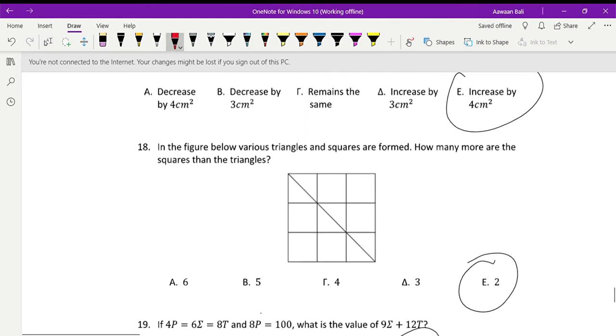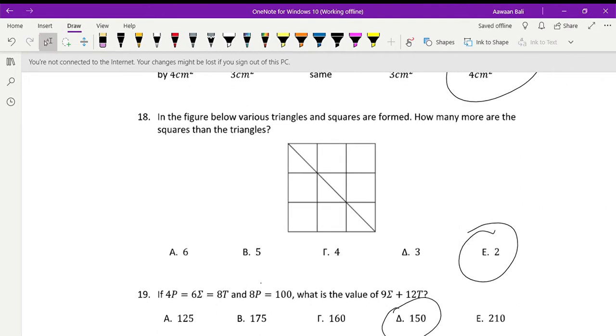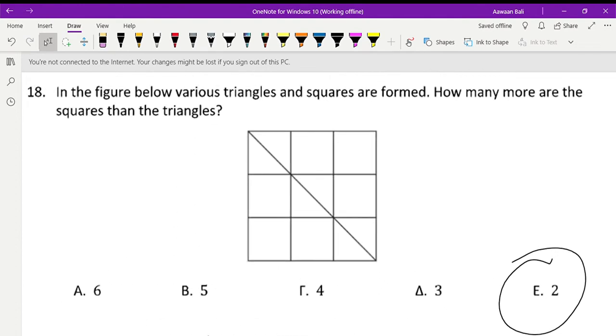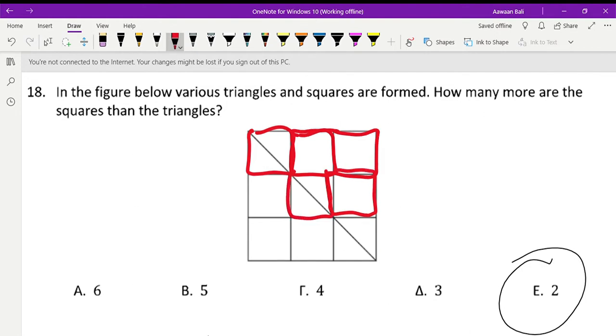Now, question number 18. In the figure below, various triangles and squares are formed. How many more are the squares than the triangles? We've done this question before in another paper, so I'll just quickly go over it. First we have these 1 segment squares. There are 9 in total. You don't exactly have to count, since you know 3 squared is 9 already, but I'm just going to show it for clarity.